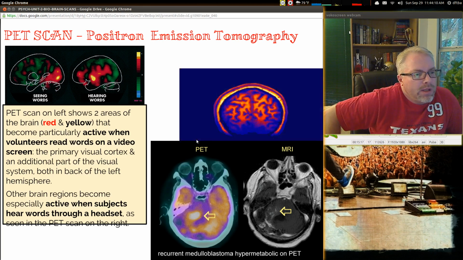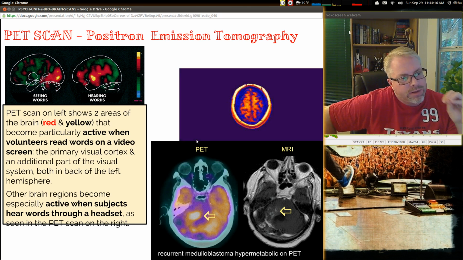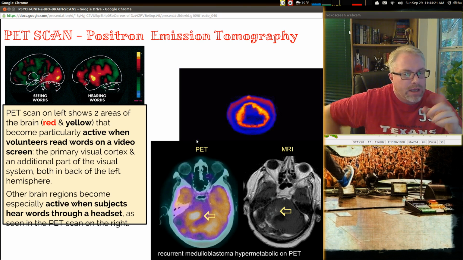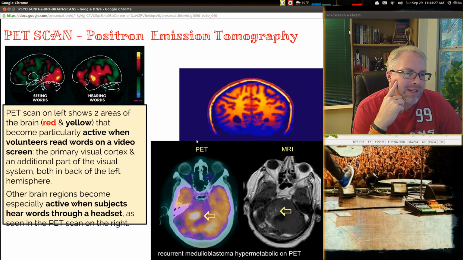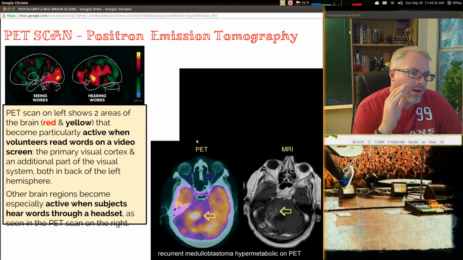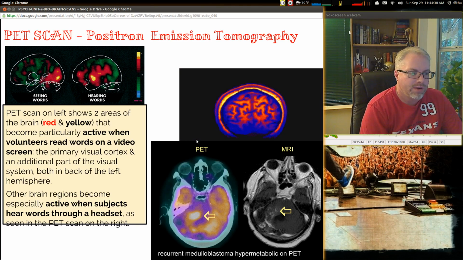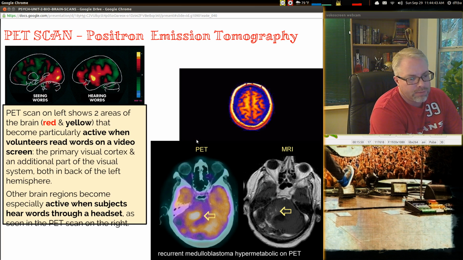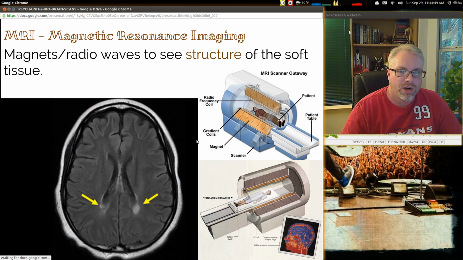So on this left side, you'll see a brain that is seeing words and reading words, and then on the right side of that image at the top is, and I need to point this way, I always get this backwards, the top left up there, the hearing words. So the PET scan on the left shows two areas of the brain, red and yellow, that are becoming active when a volunteer reads words on a video screen. The primary visual cortex and an additional part of the visual system, both in the back and left hemisphere. So this gives you an idea of how they know where certain functions are occurring in the brain too.